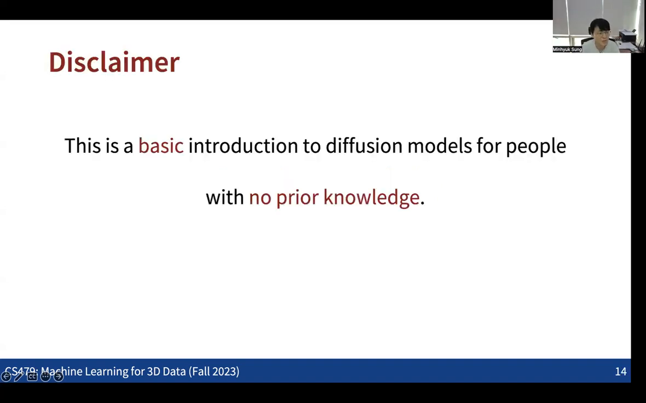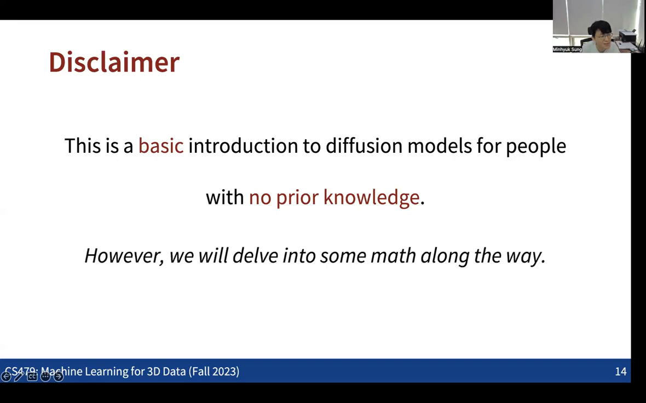The slides that I prepared are a basic introduction for people without any prior knowledge of diffusion models. So we are not going to get very deep into all the ideas. Obviously, if we wanted to go deep into all the ideas of diffusion models, we would need to spend the entire semester on that. However, we are still going to dig into some details of the math along the way, so please be prepared to see some formulations there. I also recommend you check out all the details of the math even after the lecture. So that is what we are going to do.